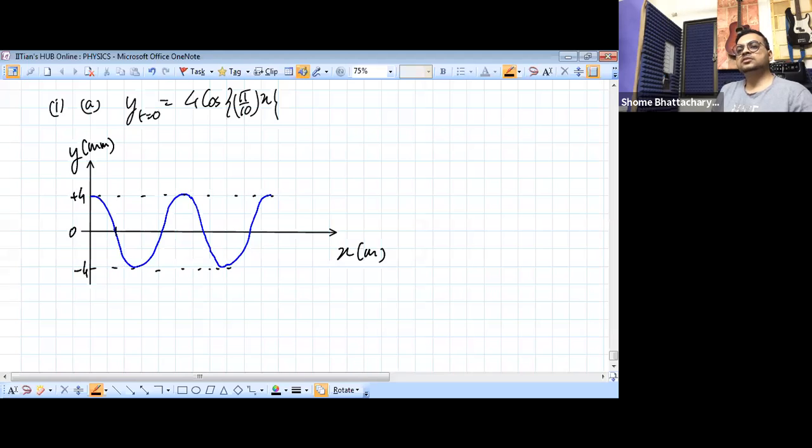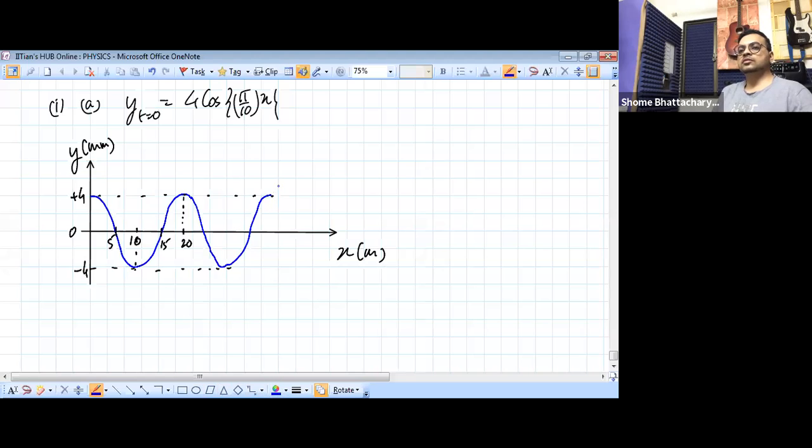Also, we'll see that this point is where this term will become pi by 2, so it should be x equal to 5. This point is where it should become pi, so it should be 10. Similarly, this point is 15. Okay.